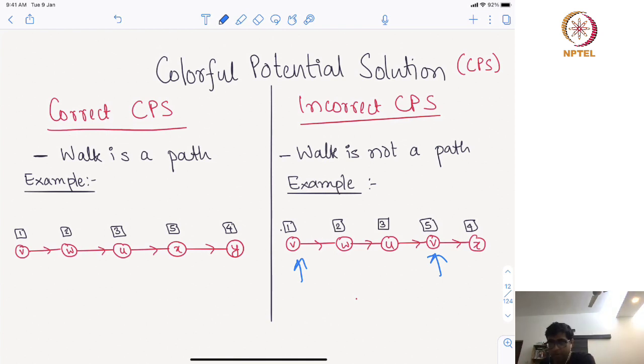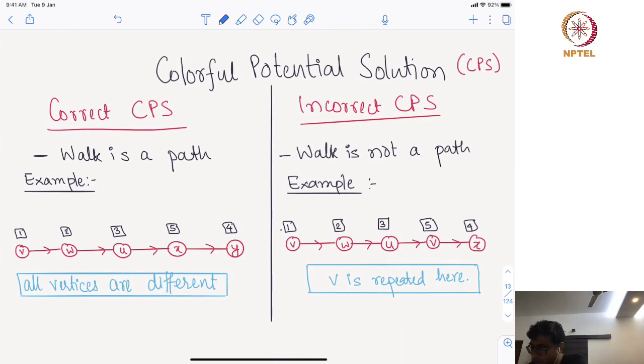So now we will only talk about colorful walks, and it is an incorrect colorful potential solution if the walk is just a walk, and a correct colorful potential solution if the walk is a path. That is, every vertex that occurs on the walk is distinct. For example, V, W, U, X, Y is a correct colorful potential solution. This is an incorrect colorful potential solution: V is repeated here. These are the two notions that we will use going forward.